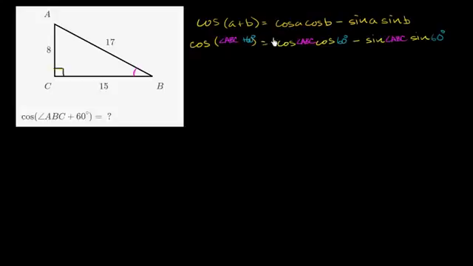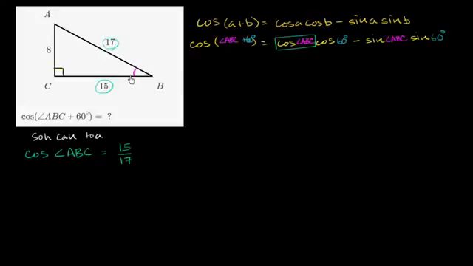What is the cosine of angle ABC going to be equal to? I'll do that over here. The cosine of angle ABC. Well, we could go back to SOHCAHTOA. Actually, let me write it down. SOHCAHTOA. Cosine is defined as the adjacent over the hypotenuse. For this angle, the adjacent over the hypotenuse. So cosine of angle ABC is equal to 15 over 17. So this right over here is 15 over 17.